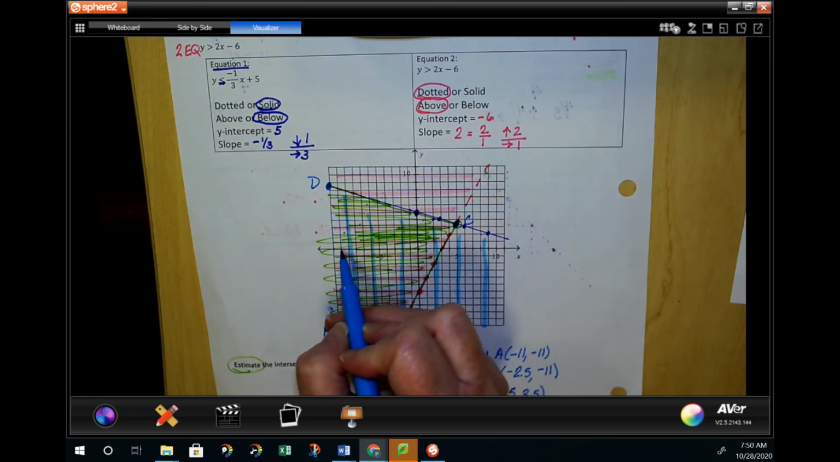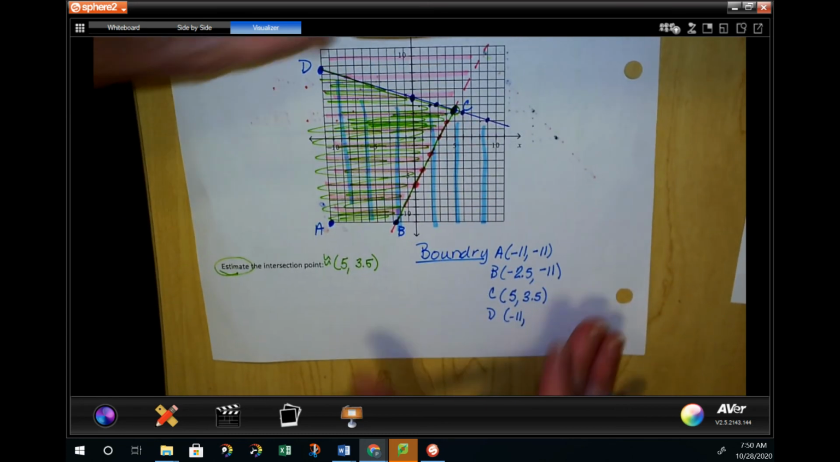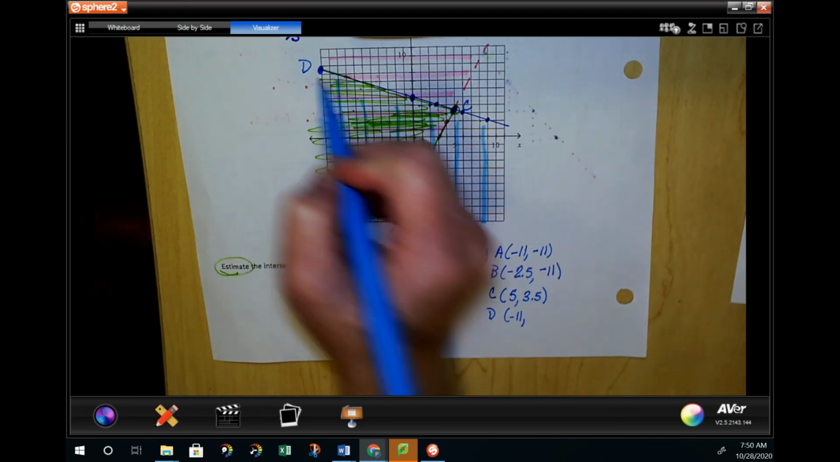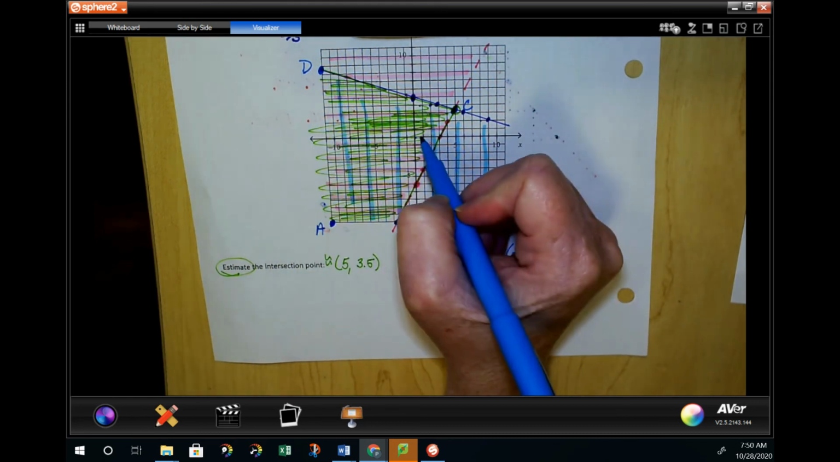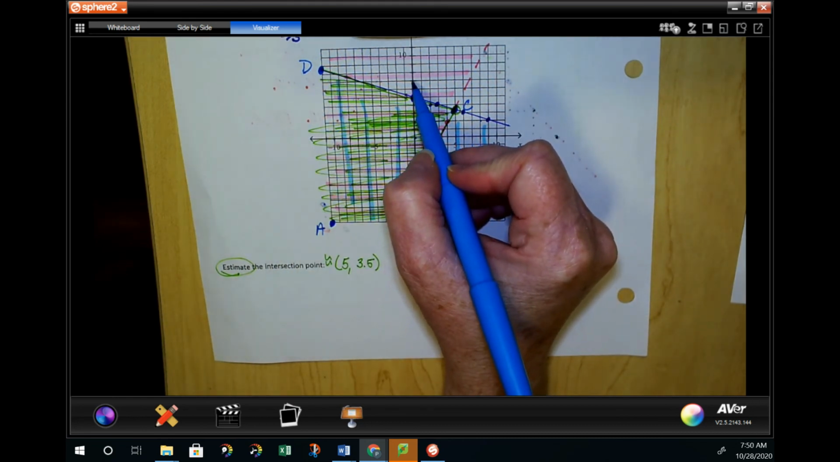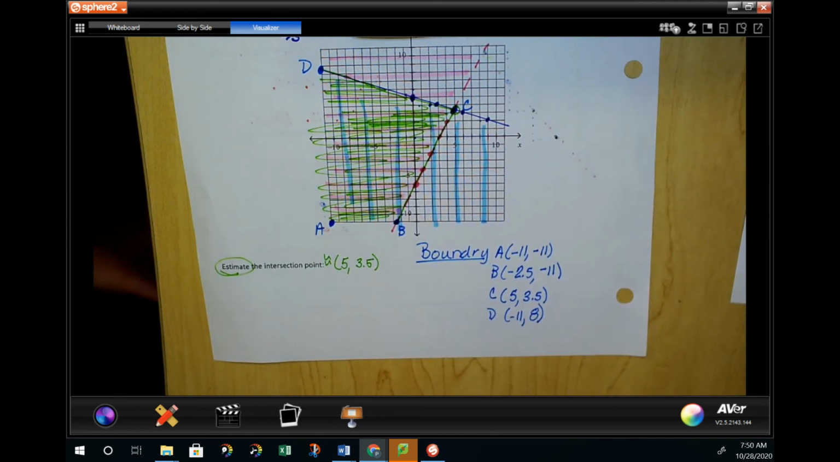And then point D is going to be, I'm going all the way over, negative 11. Sorry, guys, you still can't see. D is going to be negative 11, all the way over, and then going up from 0: 1, 2, 3, 4, 5, 6, 7, 8. So that's going to be your 8. When you're going through and doing those, those are going to be your boundary points.